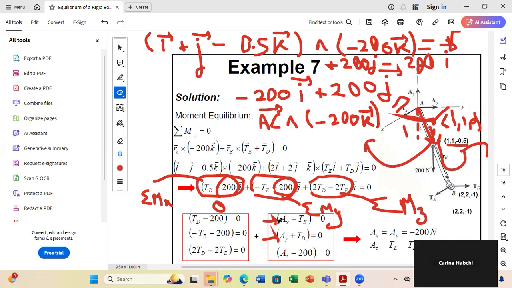But how can you ensure that I have equilibrium? You should verify the 6th relation. For my 6th relation, I should have 2T_D minus 2T_E equal to 0. Let us verify this. From our solution, T_D is 200 and T_E is 200. So if you replace 200 and 200 in the equation, you get 0 equals 0. So relation number 6 is satisfied. Then for this type of load, I have equilibrium. But if I change the load type, I might have impossible equilibrium.